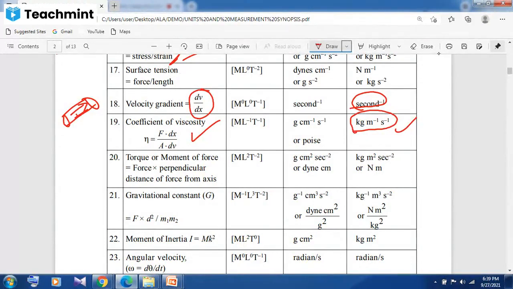Are you understanding, students? Are the concepts understandable? Yes, sir. Yes, good.